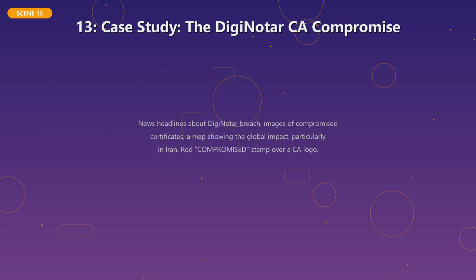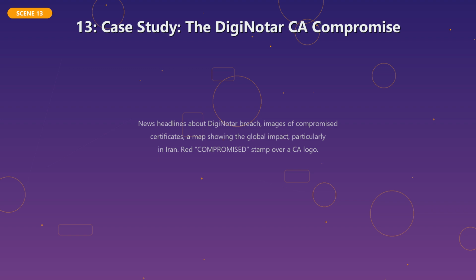Global response: once the breach was discovered and confirmed, major browsers like Google Chrome, Mozilla Firefox, and Internet Explorer took the unprecedented step of entirely revoking trust in all DigiNotar certificates, including its root certificate. This meant that any website still using a legitimate DigiNotar certificate would suddenly show a severe security warning to its users. Company collapse: the incident was so damaging to DigiNotar's reputation and financial viability that the company declared bankruptcy shortly after.